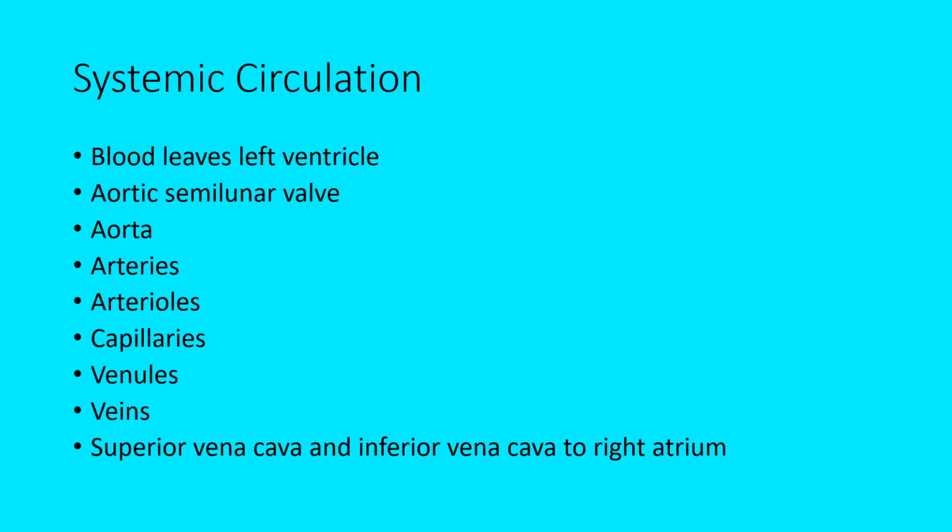With systemic circulation, what happens here is the blood will leave the left ventricle. It moves through the aortic semilunar valve into the aorta, which then immediately you start having other arteries branching off from that. So the blood's going to flow through various arteries, from the arteries to the arterioles to the capillaries, and then from the capillaries to the venules to the veins, and then back through the superior vena cava or the inferior vena cava, flow into the right atrium.